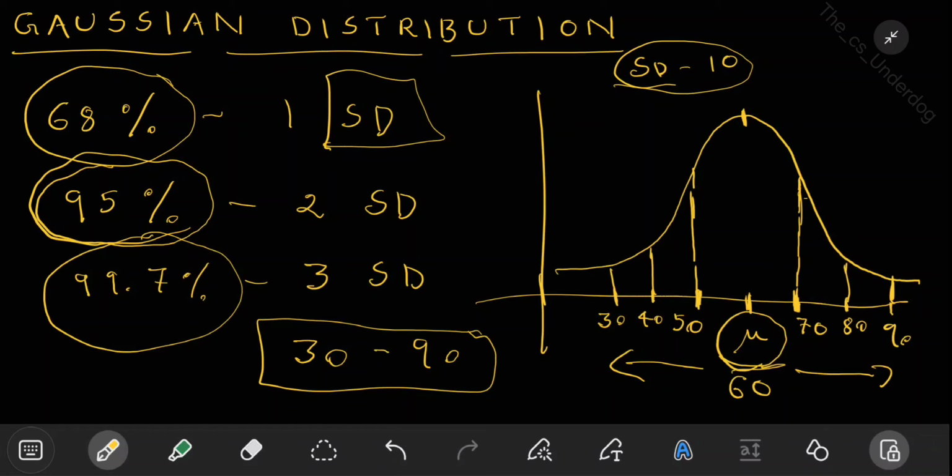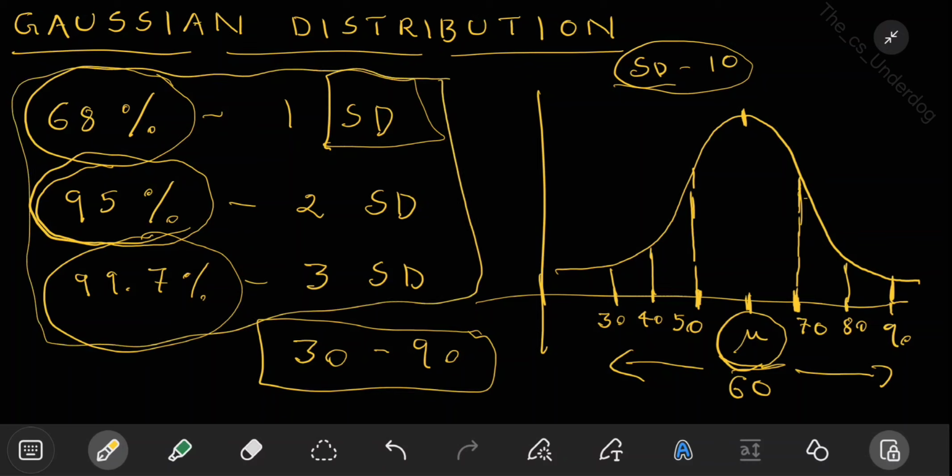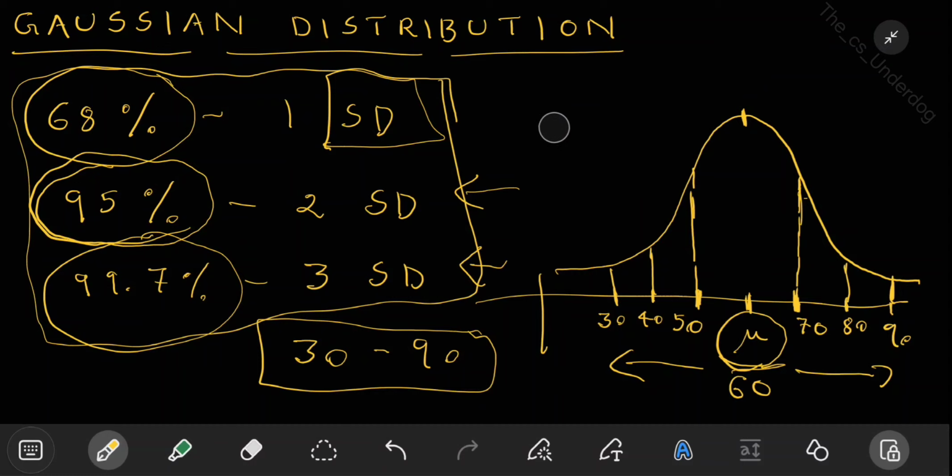Take any Gaussian, it will always satisfy these three properties. That is, 68% of the data is within one standard deviation from the mean, 95% of data is within two standard deviations from the mean, and 99.7% of data is within 3 standard deviations from the mean. So these are the characteristics or the specialities of a Gaussian distribution.